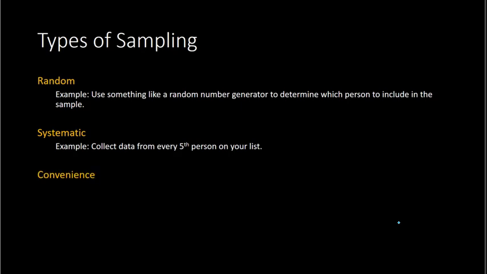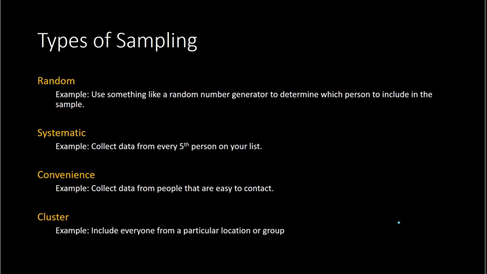Third, we have convenience sampling. Convenience sampling is doing sampling that is convenient for the person, or collecting data from people that are easy to contact, so from people that are convenient to reach. Another example is cluster sampling. Cluster sampling is including everyone from a particular location or group. All right, so maybe you're collecting information from everyone in third grade, or maybe collecting information from every person playing soccer who is over 30. Okay, you're picking a group or a cluster of people.